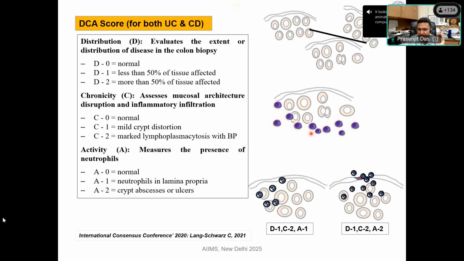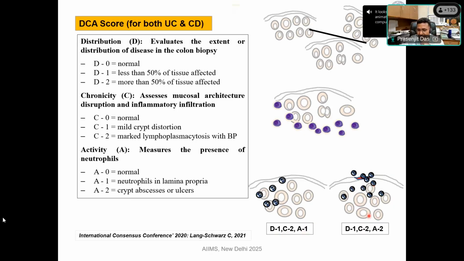So if I do the DCA score in this case, there is less than 50% involvement of architectural distortion, so D1. If I look here, there is basal plasmacytosis, C2, and there is neutrophilic infiltrate which is infiltrating the epithelium significantly, but there is no ulcer, no crypt abscess, so I will call it A1. So you have to write like this. Okay, the DCA score is this.